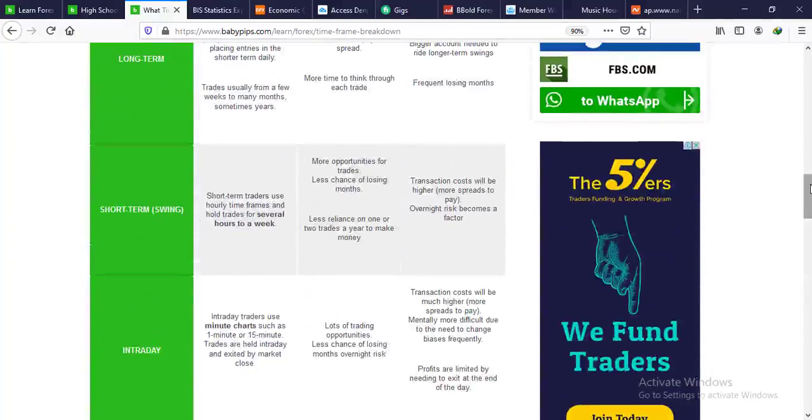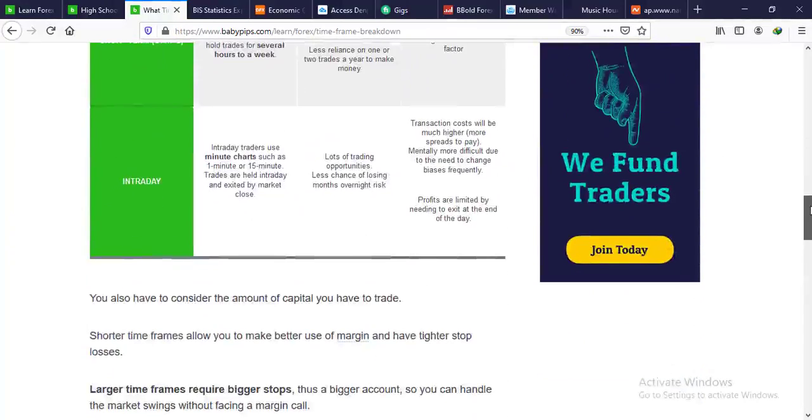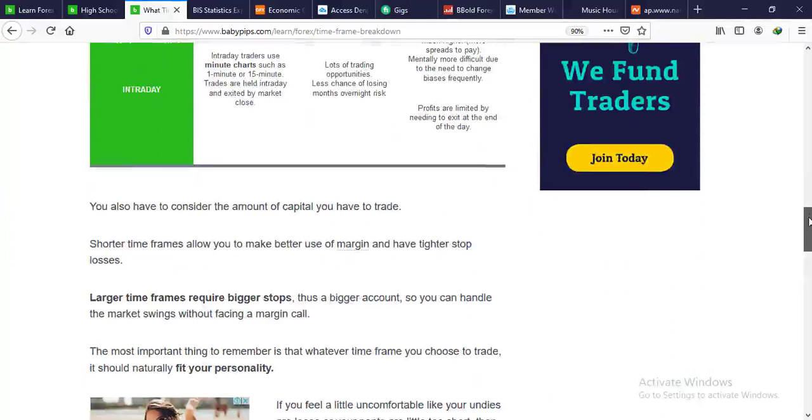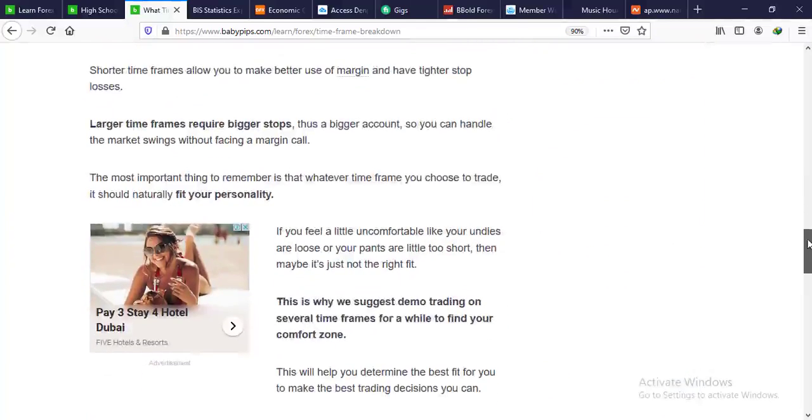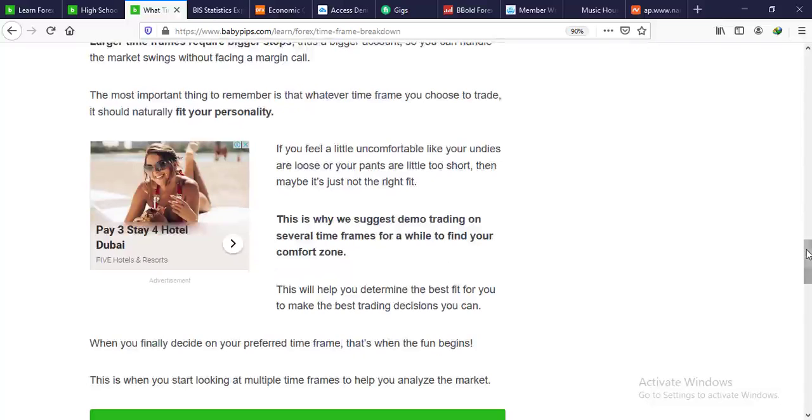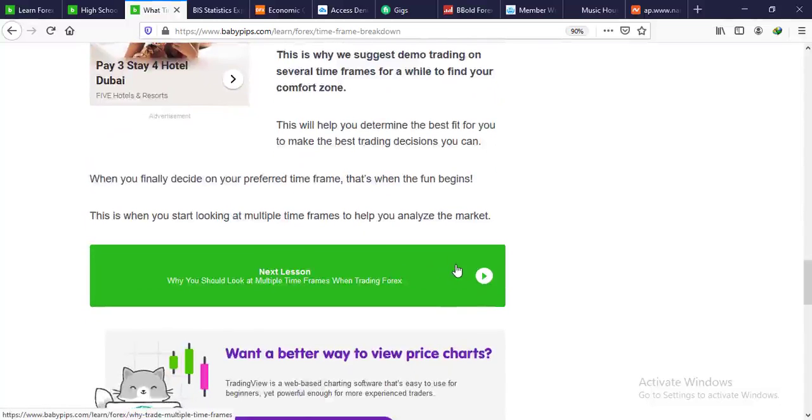Post the trade, set your stop loss, set your take profit, let the trade go, and stop looking at your computer. Once the trade hits your take profit, you take the profit. Once it hits your stop loss, you are out of the market. There are other opportunities, so let's move to the next lesson. Think about that. Why you should look at multiple time frames when trading forex.